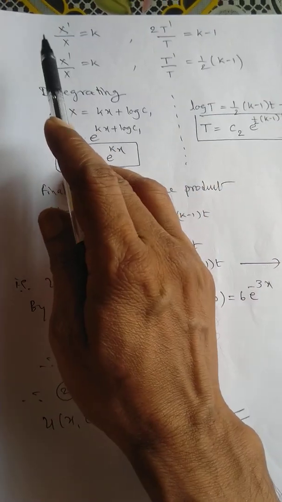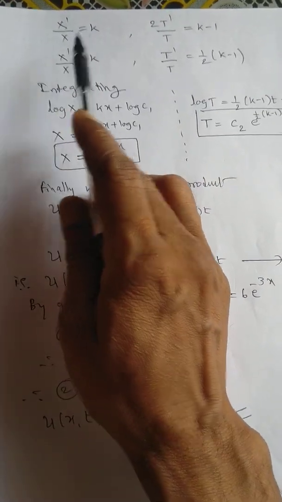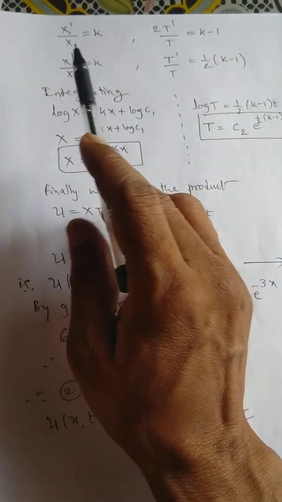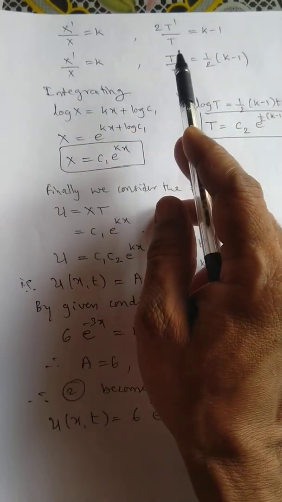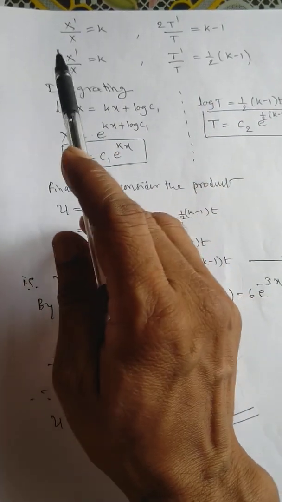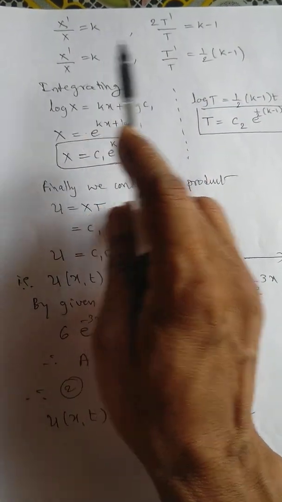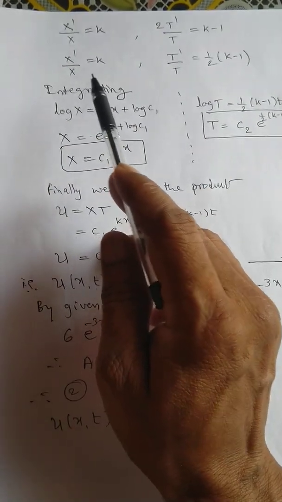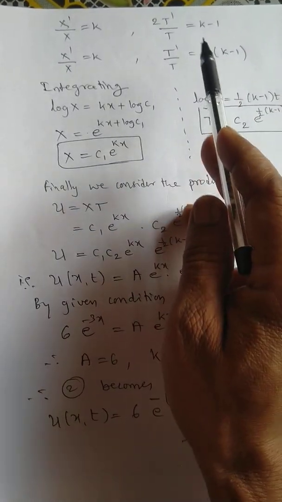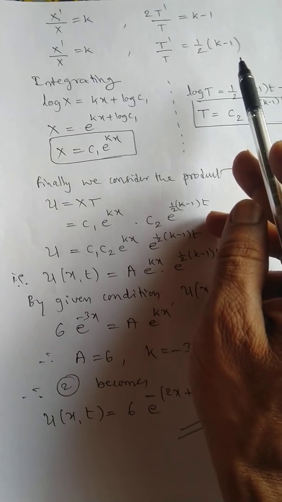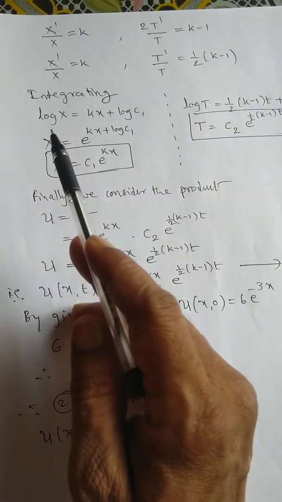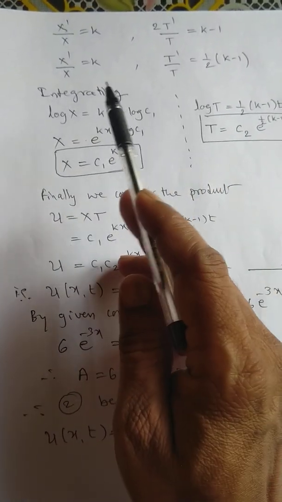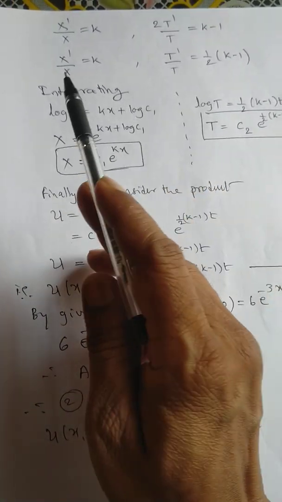Now we first reduce the partial differential equation to two ordinary differential equations by the substitution u is equal to x into t, and dou u by dou x equal to x dash t and dou u by dou t is equal to x t dash. Substituting and separating the variables, we have two ordinary differential equations. So x dash by x equal to k, t dash by t is equal to 1 by 2 of k minus 1. We solve these differential equations by direct integration.